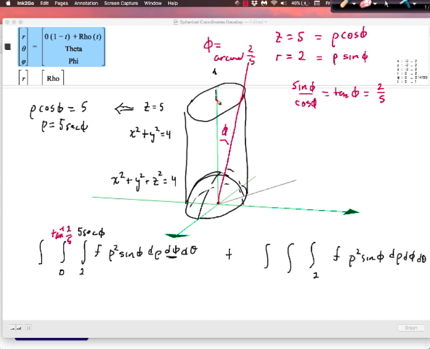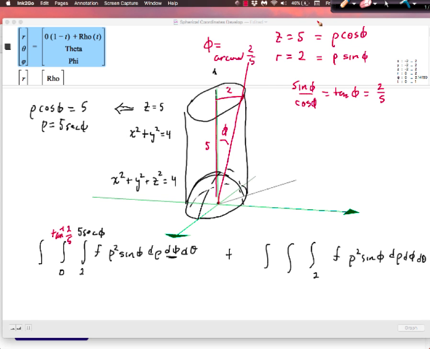triangle. Tangent is what? Tangent is opposite over adjacent, right? So this is 2 and this is 5. Tangent is opposite over adjacent. So it'd be arctan of 2/5. So that's another way to solve that, right? So you can just make that triangle, do the radius of 2, the height of 5, and just solve that triangle. So both ways are valid, right?